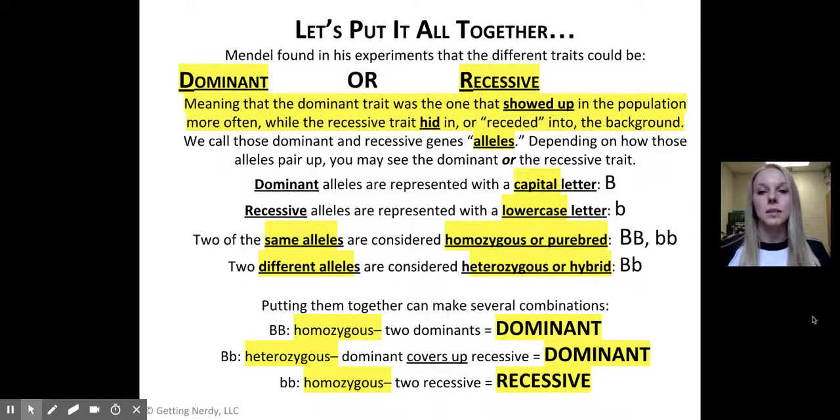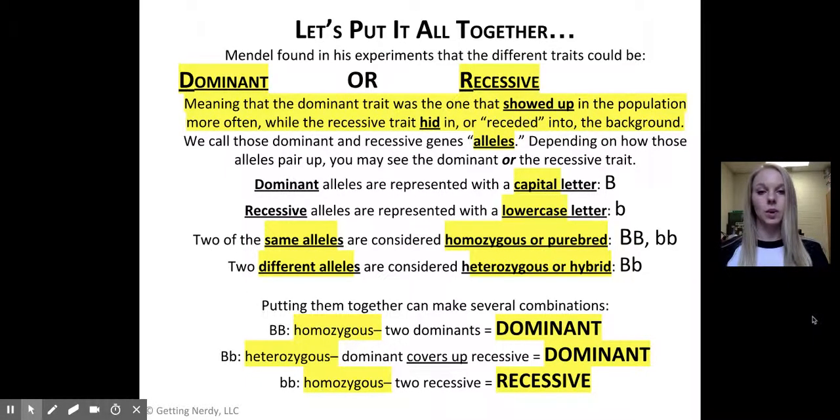In Mendel's experiments, when he found that certain traits were dominant or recessive, this means that the dominant trait is the one that showed up in the population more often, while the recessive trait was hidden or receded into the background. We call those dominant and recessive genes alleles. Depending on how those alleles pair up, you may see the dominant or the recessive trait.